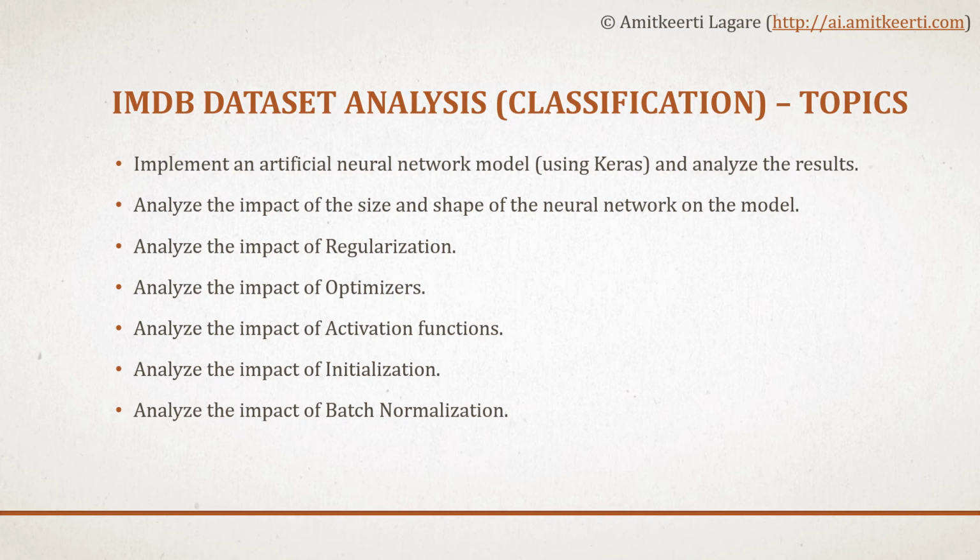First, we will implement an artificial neural network model using Keras and analyze the results. Then we will analyze the impact of size and shape of the neural network on the model. Then we will analyze the impact of regularization. Following which, we will analyze the impact of optimization. We will then analyze the impact of activation functions, following which we will analyze the impact of initialization. And finally, we will analyze the impact of batch normalization.